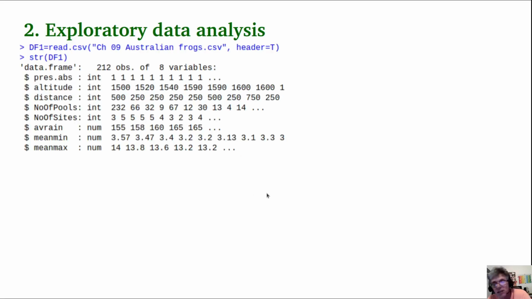So the example we are going to solve is one involving Australian frogs. It's what ecologists call a species distribution model, in which we have presence and absence of an endangered frog in southeast Australia. These are presence or absence, ones and zeros, as a function of altitude, distance to the number of pools, the number of breeding sites, the average minimum of the temperature in the spring, and the mean of the maximum daily temperature in the spring.